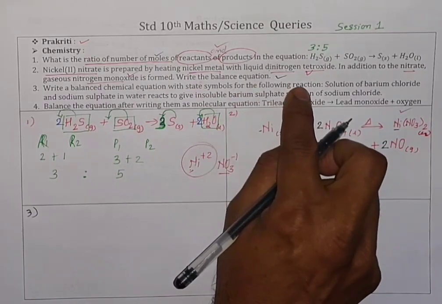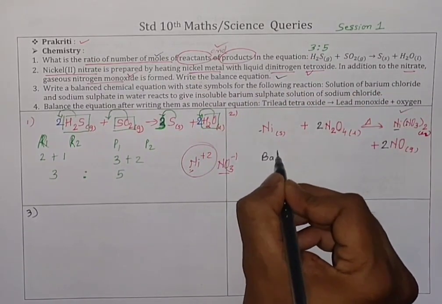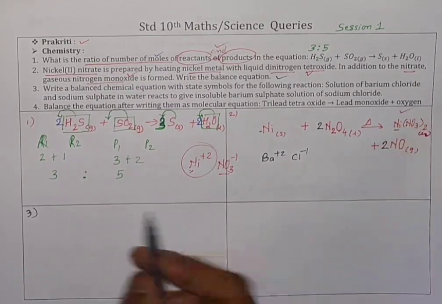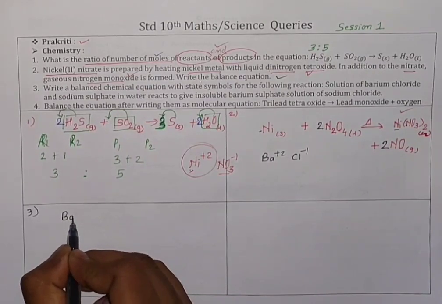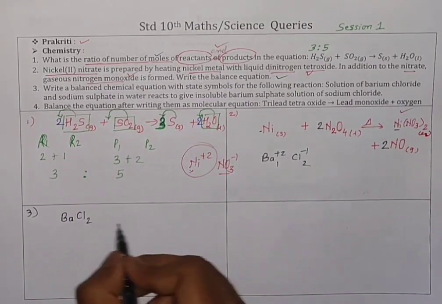चलिए नंबर 3, write balanced chemical equation with state symbols for the following reaction. Solution of barium chloride. Barium is Ba plus 2, chloride is Cl minus 1. आप याद करो चिल्ड्रन, so you will have Ba1 or Cl2. This is barium chloride.